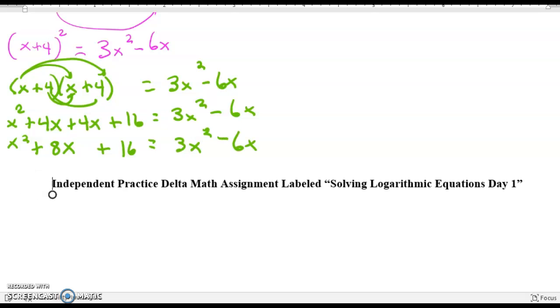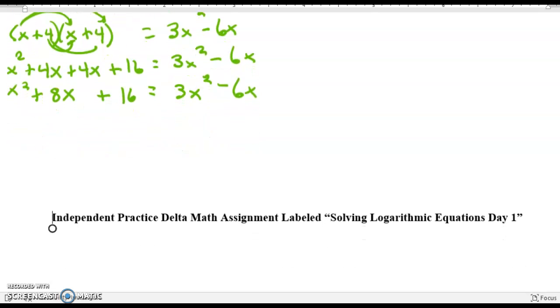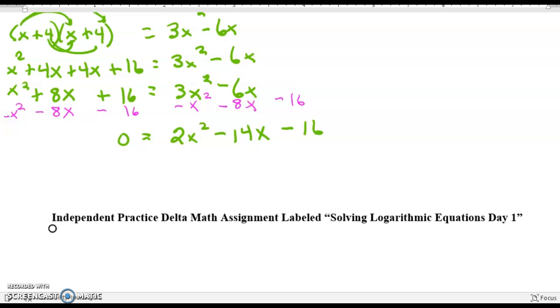We're going to create a little extra room. We're going to have to factor, so let's get everything to one side. Let's subtract x squared, subtract x squared. While we're at it, let's subtract 8x, subtract 8x. And we may as well subtract 16, subtract 16. So we end up with 0 equals 2x squared minus 14x minus 16.